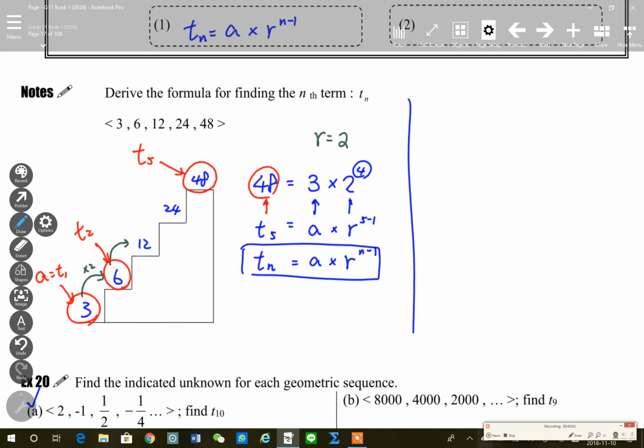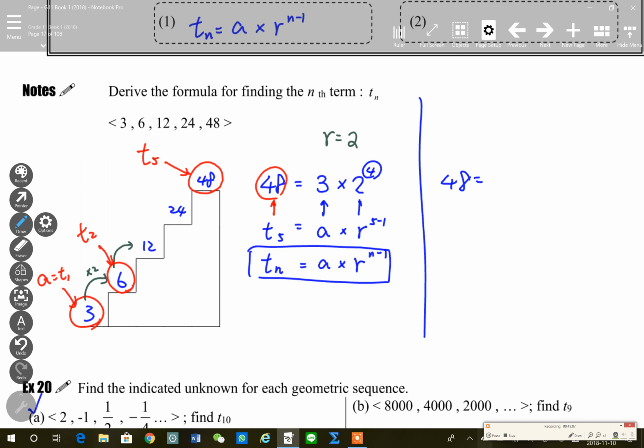I want to still get to 48. But instead of starting from 3, I start from the second term. Which one is the second term? 6. Okay, I start from 6, and then every time I will climb the stairs from 6. How many times? 1, 2, 3. I just need 3 steps because I'm starting from a higher place, right? So times 2 each time, but only do it for 3 times.